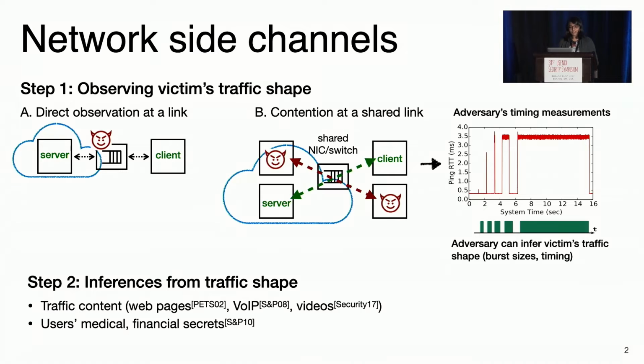And prior work has shown that one can learn a lot of sensitive information just from the observations of traffic shape. For example, one can identify the web page requested, which video is streamed, content of VoIP conversations, and even users' medical and financial secrets from a health or financial service hosted as a software as a service application in public clouds. So as you can see, network side channels can reveal a lot of sensitive information, and this should be of concern for cloud providers.